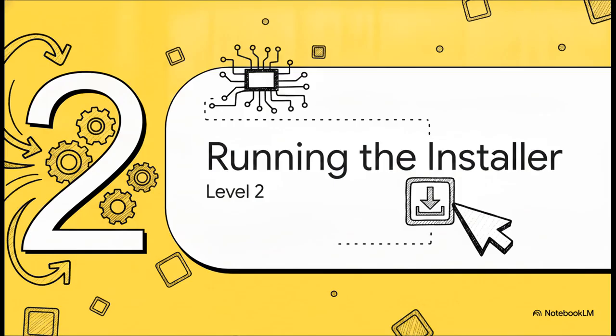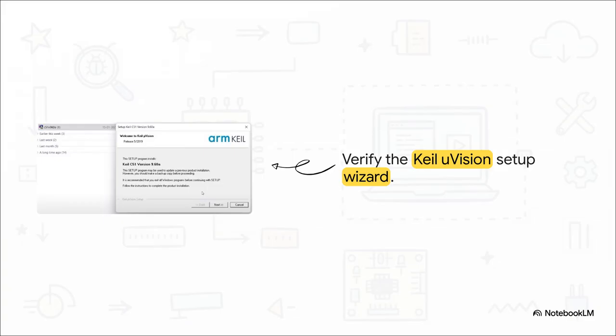Moving right along to Level 2, running the installer. Once that file is downloaded, go ahead and double-click the executable. You should be greeted by the KEIL uVision Setup Wizard welcome screen, complete with its classic, kind of retro interface. Seeing this means you are perfectly on track. Just click Next to get the ball rolling.